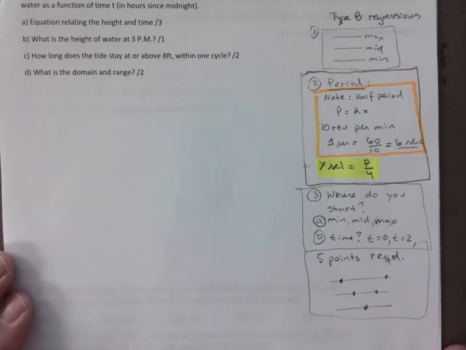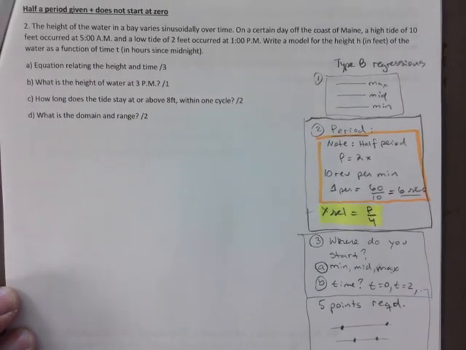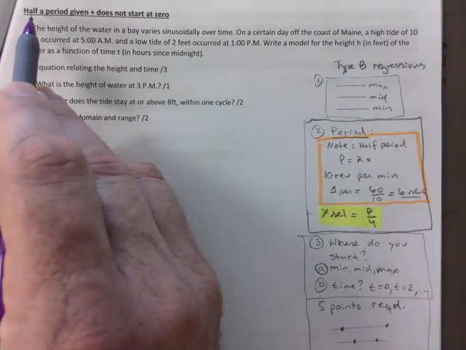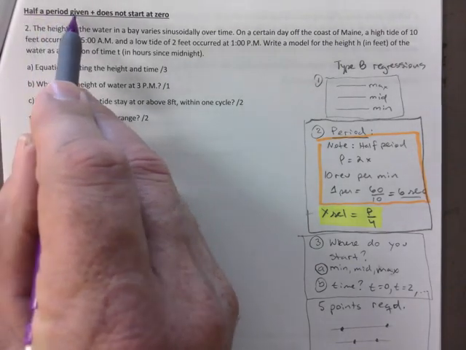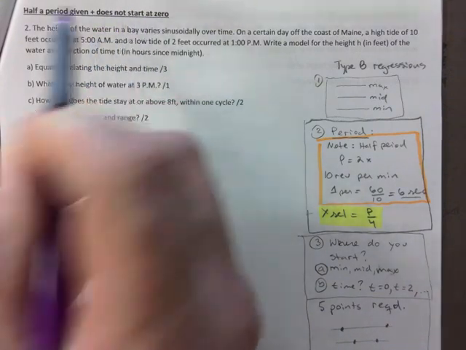All right, let's figure out the equation for this scenario here. I'm going to scroll down. So I'm already giving you a little bit of a heads up here. Half a period given, and time does not start at 0. That's what I mean with that.